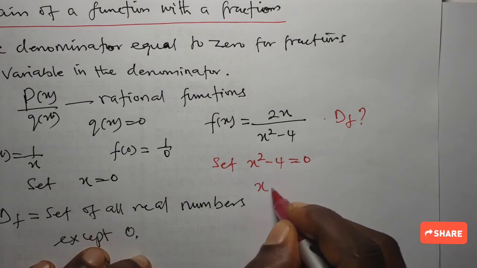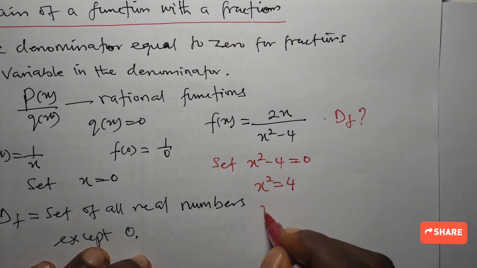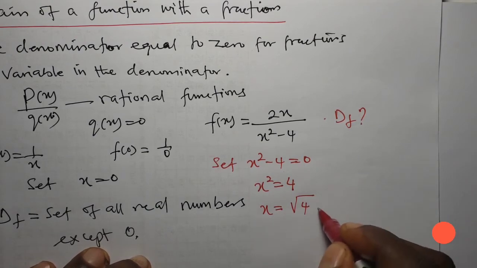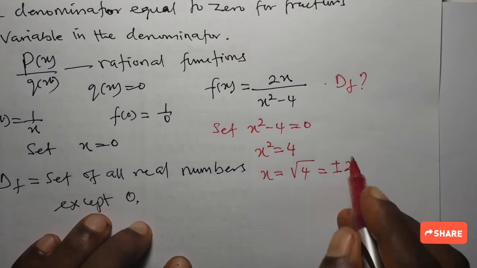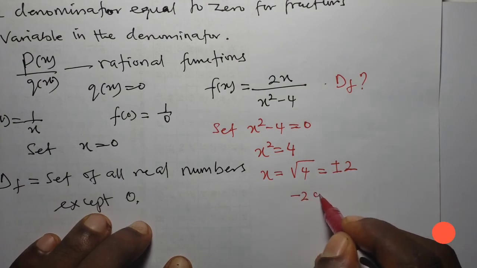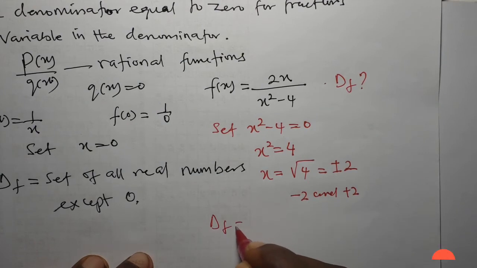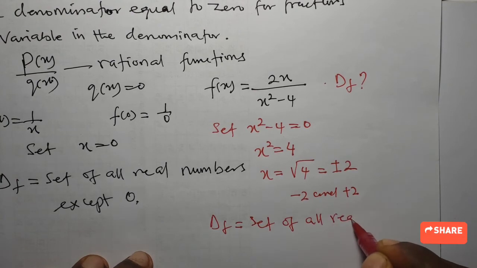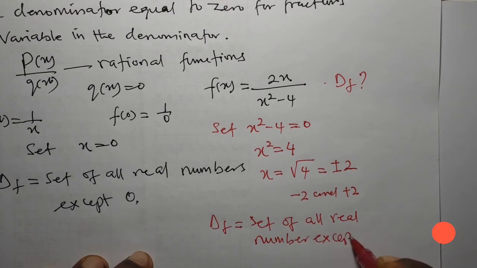If we set this and solve, what do we get? We get x squared is equal to, this negative 4 to the right becomes plus 4, and then x is equal to the square root of 4. And this is nothing but plus or minus 2. What does this mean? This means minus 2 and plus 2. So we now say that the domain of the function f is the set of all real numbers except negative 2 and positive 2.